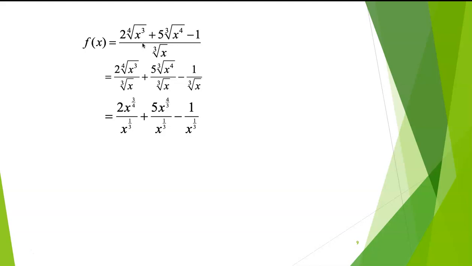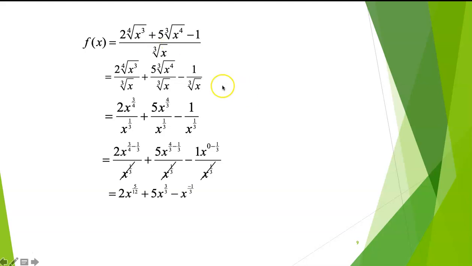So far we are preparing the function for differentiation. We are not differentiating just yet. So remember, when you're dividing, when you're simplifying algebraic terms, you subtract the powers. So we're subtracting the powers, so you will have x to the 3 over 4 minus 1 over 3 and so on and so forth, and then simplify, we get this. So now our function is ready to be differentiated.